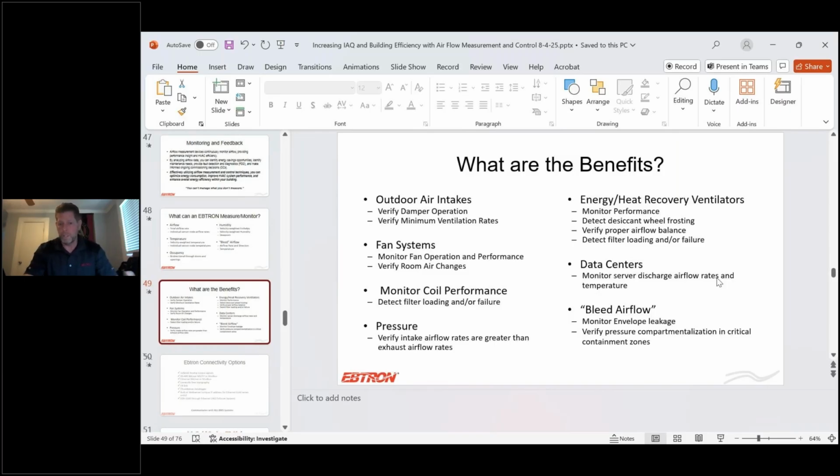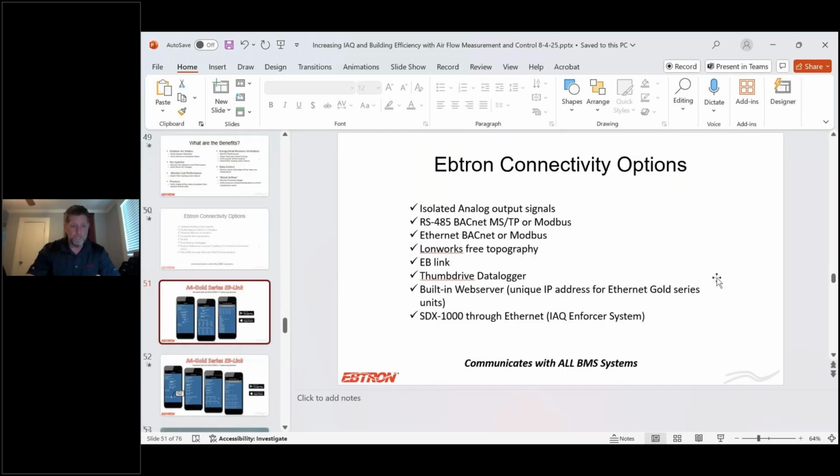You're verifying that your belts haven't broken on your fans, that your coils aren't clogged, that your filters haven't collapsed, that you have proper pressurization, and that your energy recovery ventilators are working properly. We do a lot of work in data centers on data center cooling and hot aisle, cold aisle containment, different things like that. So there's a lot of benefits to precise measurement of the airflow rates in all these different locations.